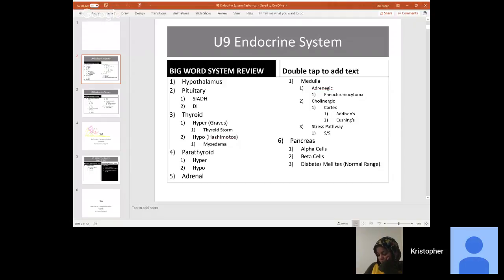Okay, now we've covered all that. So let's talk about the two major diseases that we have on the cholinergic side, Addison's and Cushing's.